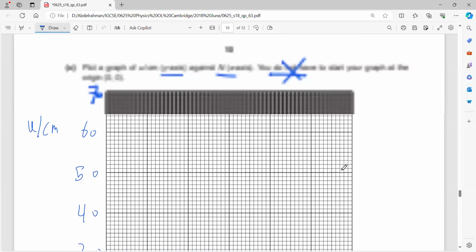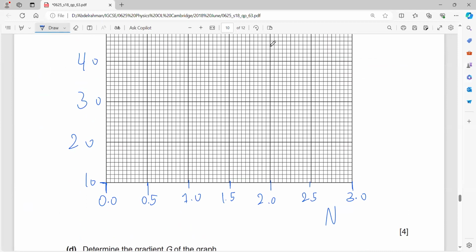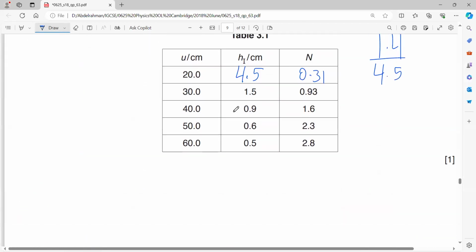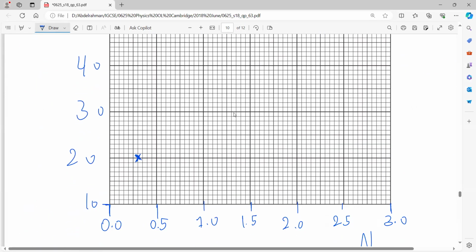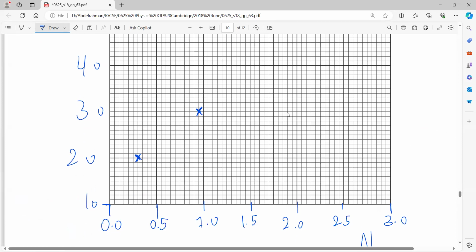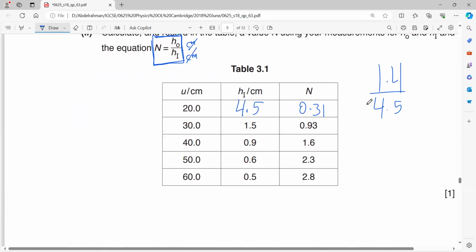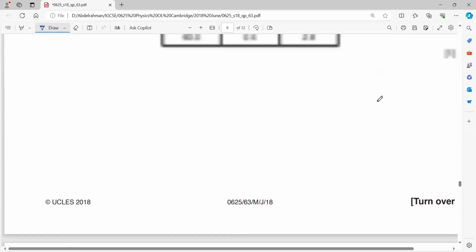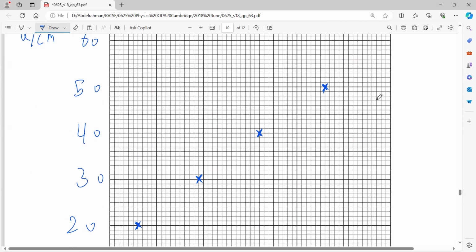Let's plot the points. 0.31 with 20, this is 30 here with the 20. 0.93 and 30. 1.6 and 40. 1.6 is after 1.5, two squares after 1.5, with the 40. 2.3 and 50. 2.8 and 60.